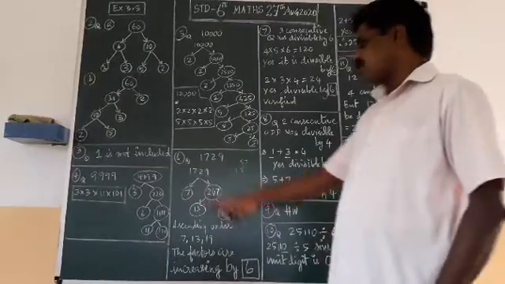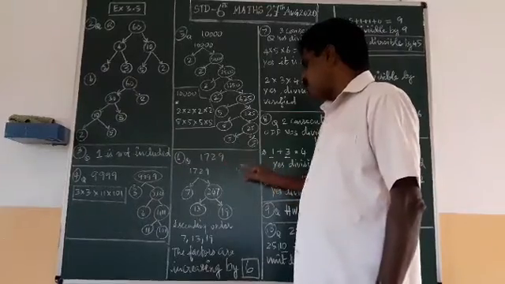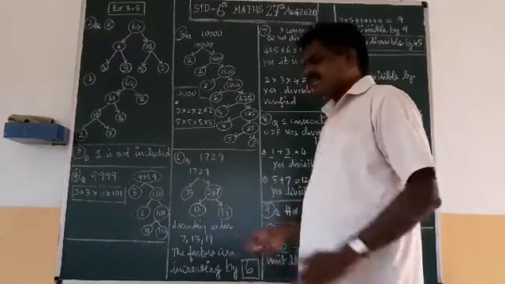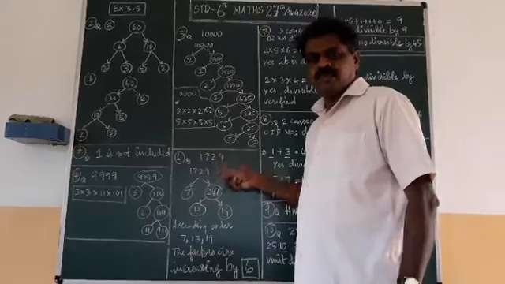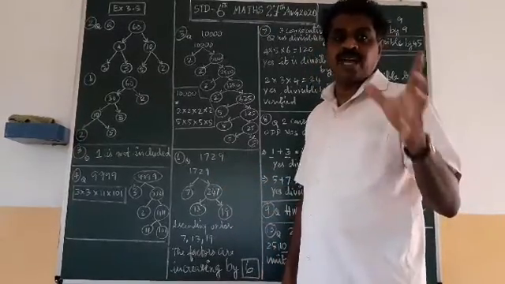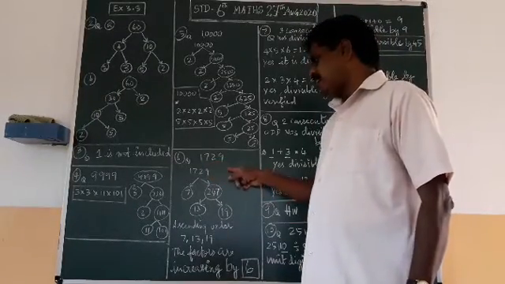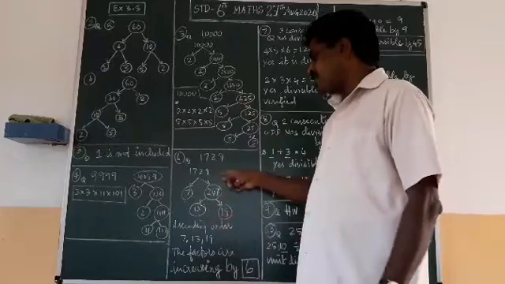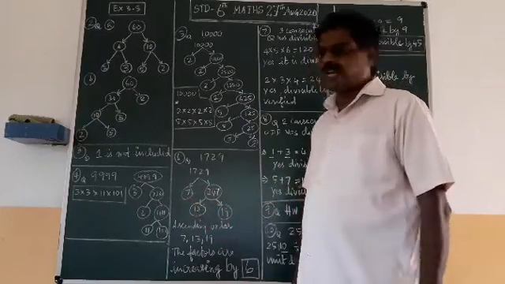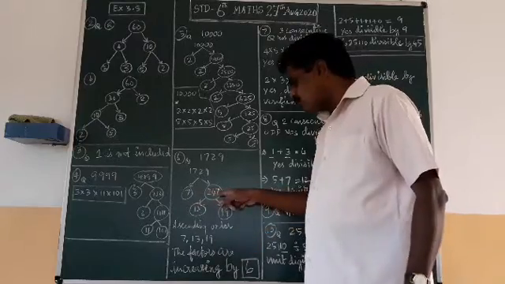Okay, then the sixth question. 1729, they have given this number. They are asking to factorize it by prime factorization and to say what the relation between the factors is. So 1729, I start factorizing. No other number will start; only 7 can divide. So in the 7 table I am factorizing: 7 into 247.